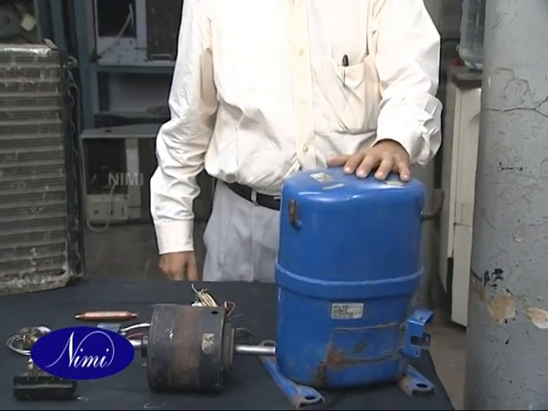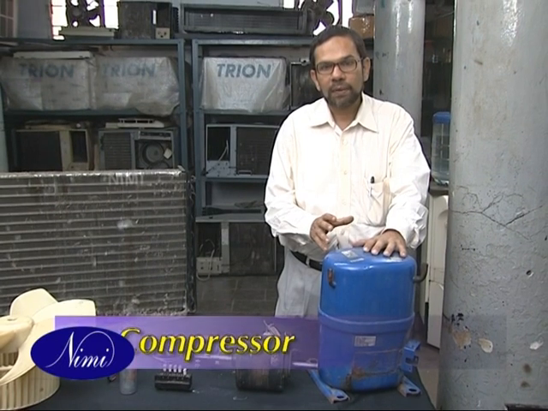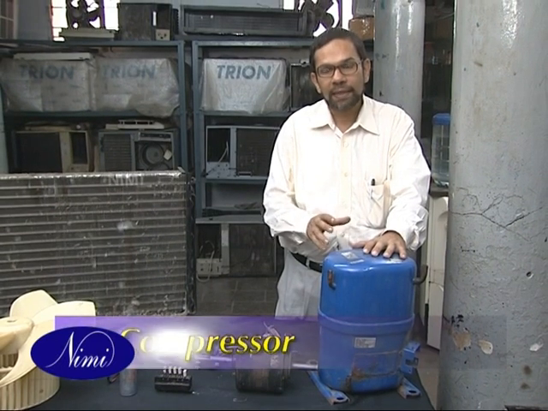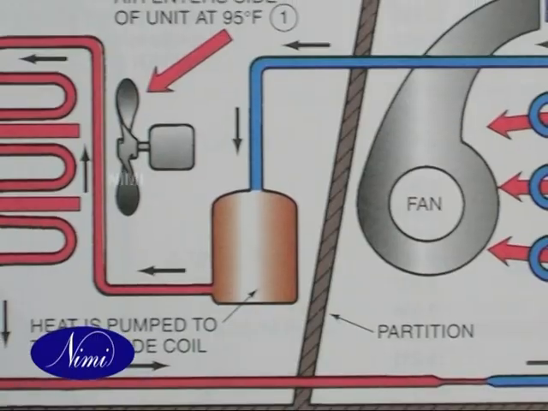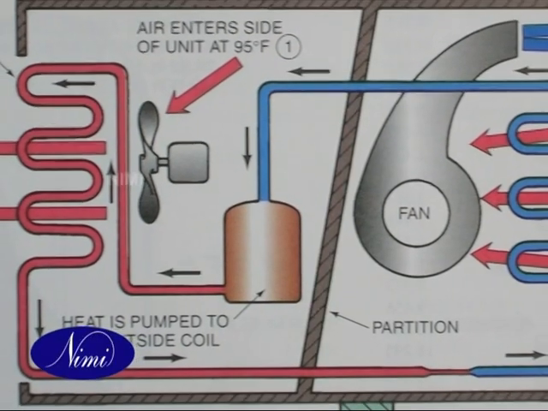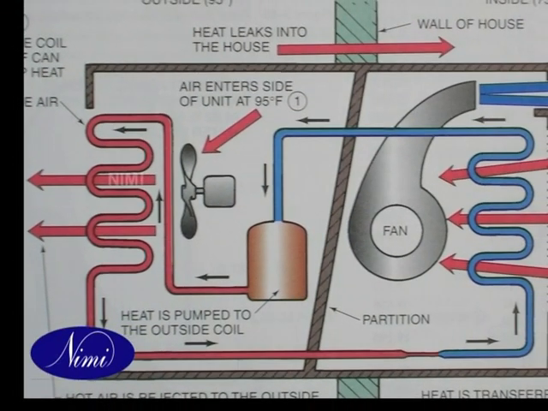The first item we are going to talk about is the compressor. The compressor is the heart of the system, and this is what compresses the gas and circulates it around the system. It goes through the condenser coil, through the capillary tube, back through the evaporator, and is sucked back through the suction in the compressor.